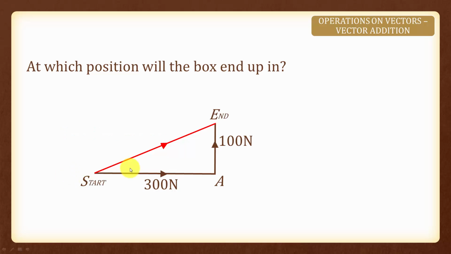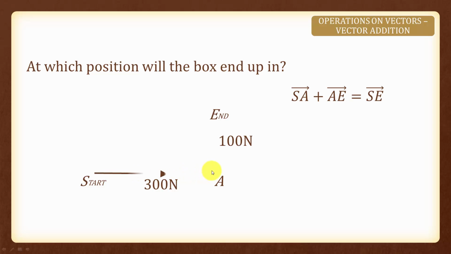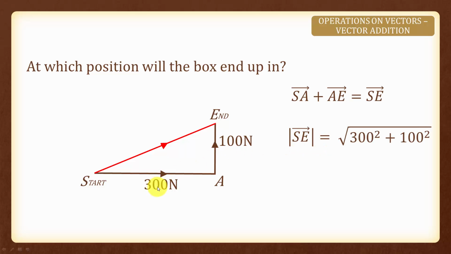The box started at the position S here and ended at the position E. Hence we have vector SA plus vector AE gives us vector SE. The magnitude of vector SE is equal to the square root of 300 squared plus 100 squared, and it is equal to 316 newtons, rounded off to 3 significant figures.